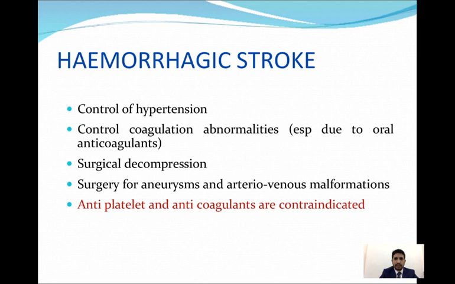Hemorrhagic stroke. As we have discussed, the mainstay of hemorrhagic stroke management is control of blood pressure. The blood pressure should be lowered within the first hour. And if there is a large volume of blood that needs to be removed, then there can be surgical decompression. And if we can find any etiology, we can do CT angiography or MRA, and if we find aneurysms or AV malformations, then we can surgically remove these.